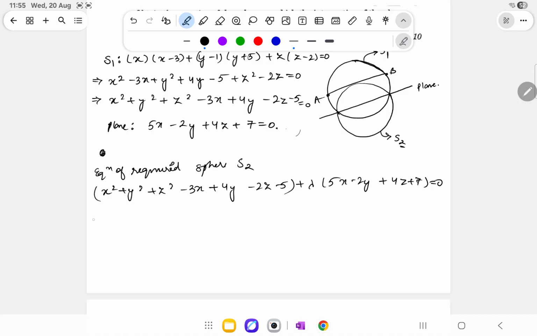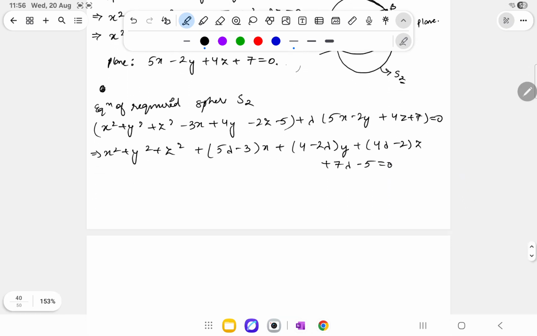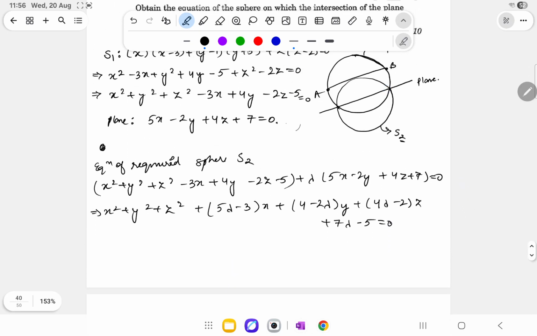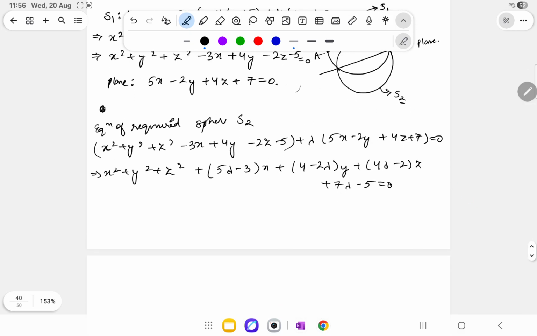If I simplify it, I'll get x square plus y square plus z square plus (5 lambda minus 3)x plus (4 minus 2 lambda)y plus (4 lambda minus 2)z plus 7 lambda minus 5 equals 0. Also, it is given that this circle, which is formed by the intersection of sphere S1 and the plane, is a great circle of sphere S2. So the center of sphere S2 must lie on the given plane. Let us find the center of sphere S2.